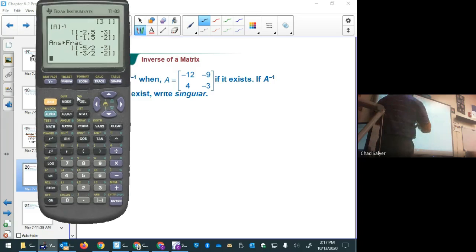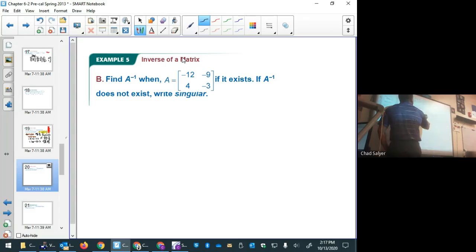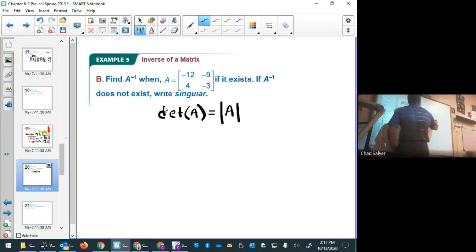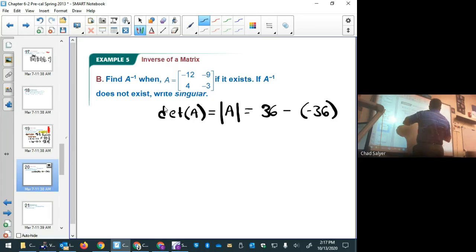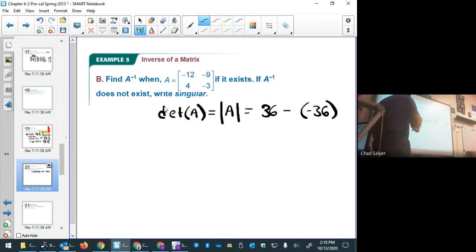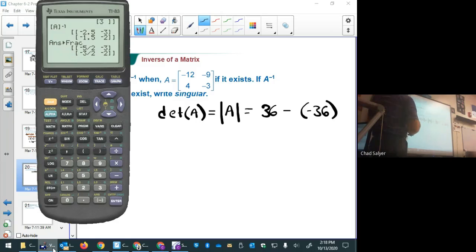Let's see if we can find this determinant real quick. Sometimes it's written like this, sometimes it's written like this. It means the same thing. So it's AD, so that's 36 minus 4 times -9. So it's non-zero, isn't it? Yeah, so that one does have one. We can find it real quick with the calculator. I was hoping this would be singular so I could show you what that looks like. But we'll run into one eventually.